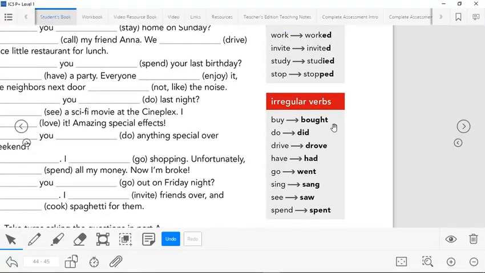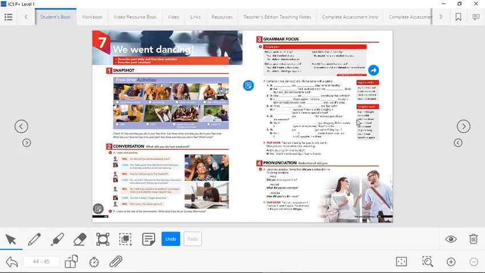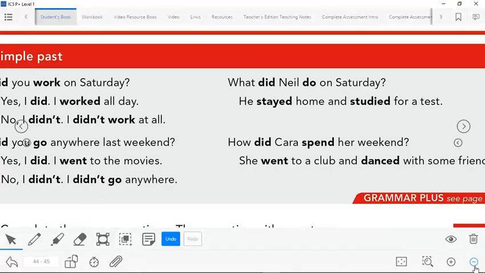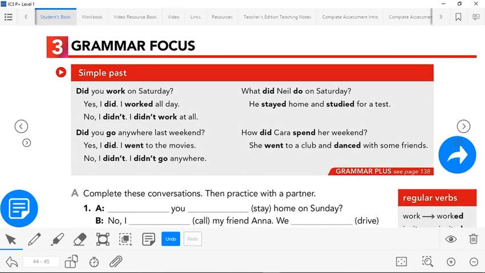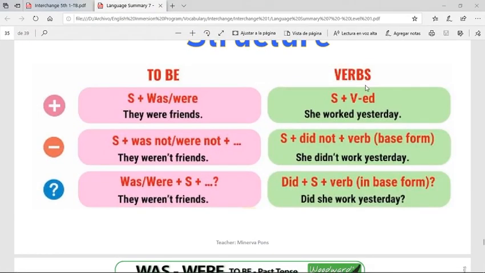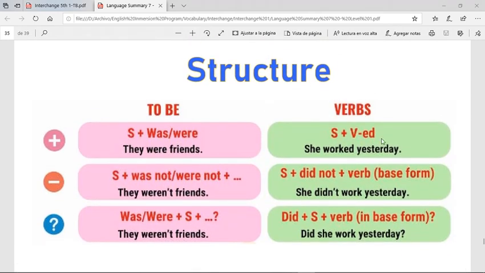And the irregular verbs, they are a little bit harder, because you need to remember the specific way in which they work. They change the word completely, basically. Buy, bought. Do, did. Drive, drove. Have, had. Go, went. Sing, sang. See, saw, and spend, spent. Very good. Now, we're going to be seeing with another material what the structure for the simple past is. Here we have both the verb be and the normal verbs, but for the moment we're going to be taking the structure for the verbs normally.